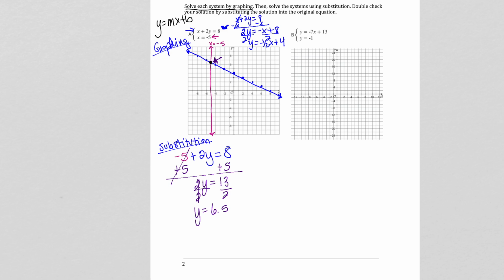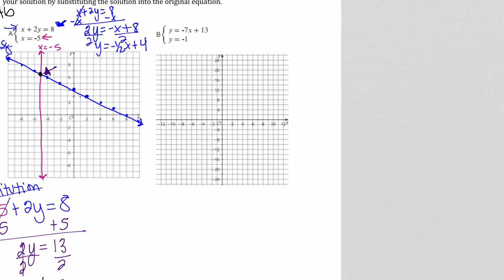So let's go to the next one. Let's see here. I can see that I have these two equations. Again, I'm going to do the top one in blue, and the bottom one in pink. The bottom one is y equals -1. For y equals -1, that is going to go through -1 on the y-axis. It's going to be a horizontal line.